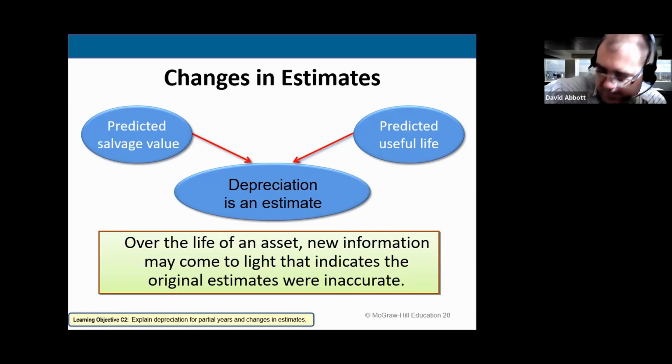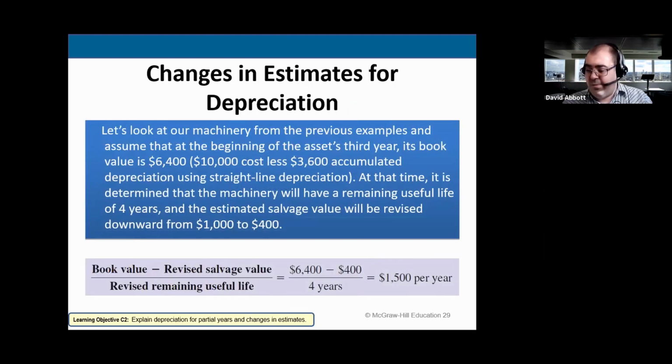A change in an accounting estimate related to a revised plant asset only affects the current year and future financial statements. We don't go back and restate prior year statements. Let's return to the machine described in Exhibit 8.8 using straight line depreciation. At the beginning of the asset's third year, its book value is $6,400, computed as $10,000 minus $3,600.